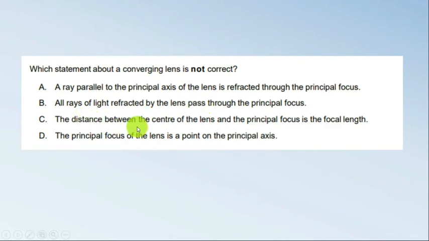The distance between the center of the lens and the principal focus is the focal length. Yes, that's true. This is the definition of focal length. The principal focus of the lens is a point on the principal axis, and yes, this one is correct. The principal focus is on the principal axis. So B is not correct.